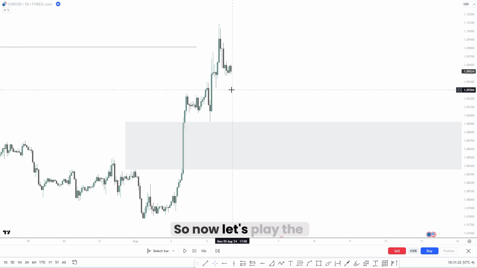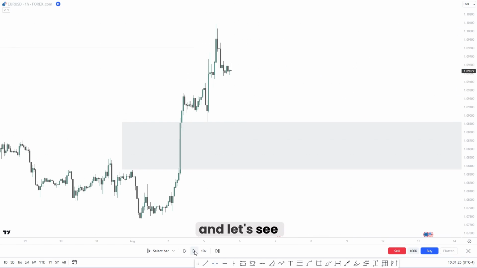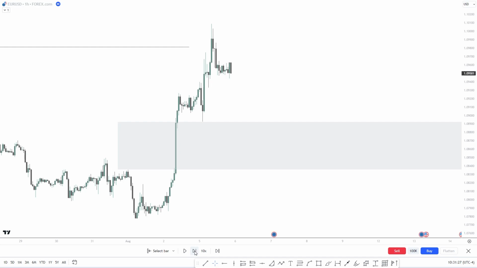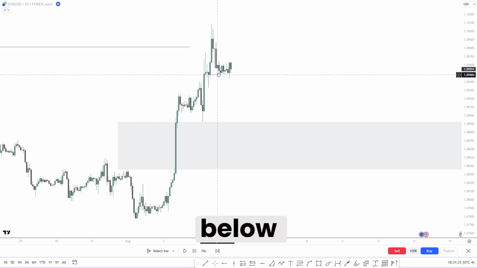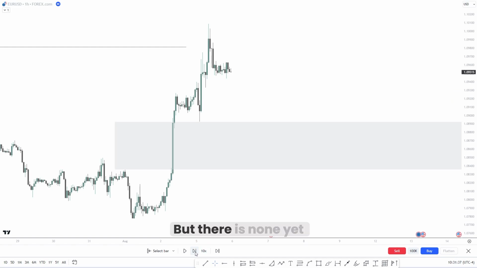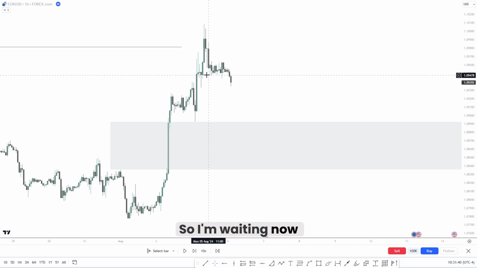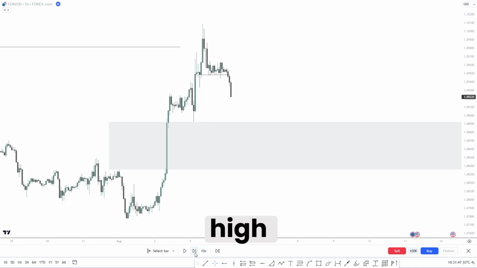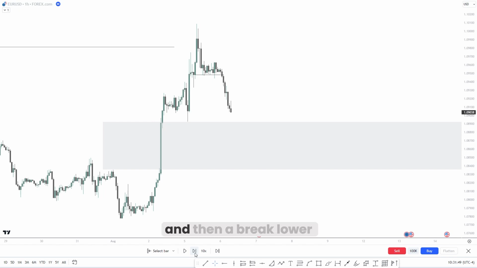So now let's play the market and let's see if we get that. We don't have a market structure shift yet. If price closes below this candle, that's when I will say it's a market structure shift, but there is none yet. So I'm waiting. Now we get to see that, but this is not the confirmation yet. What are we waiting for? We are waiting for a high to be taken out and then a break lower.